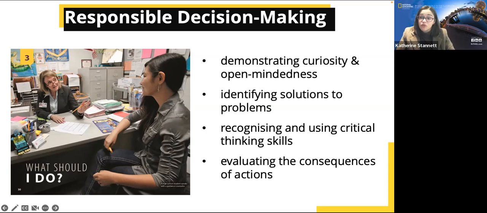So demonstrating curiosity and open-mindedness. And then, these next two on my list, identifying solutions to problems and recognizing and using critical thinking skills. You'll probably be very familiar with the idea of those if you've looked at 21st century skills. So again, in the English language learning classroom, we use critical thinking skills all the time. Every time we ask the question, why? Or every time we do a reading comprehension activity, we're probably at some point using our critical thinking skills. And evaluating the consequences of actions, a very important part of being a responsible citizen, a responsible member of society. So I hope that that has clarified for you what we mean when we're talking about social and emotional learning.